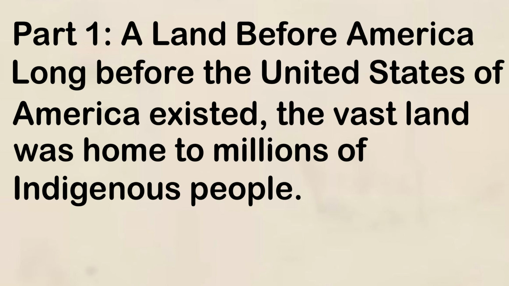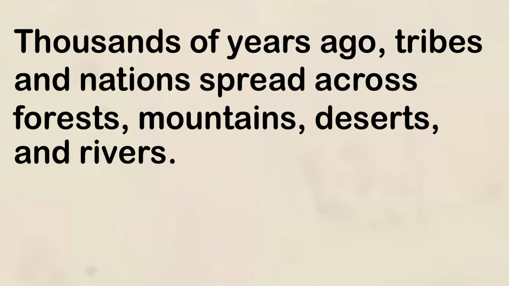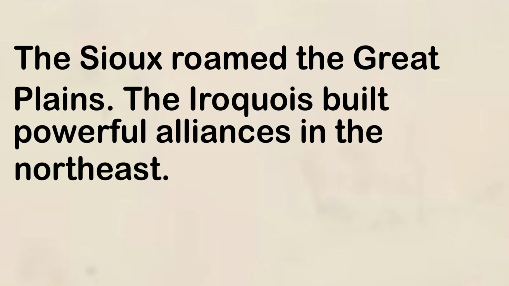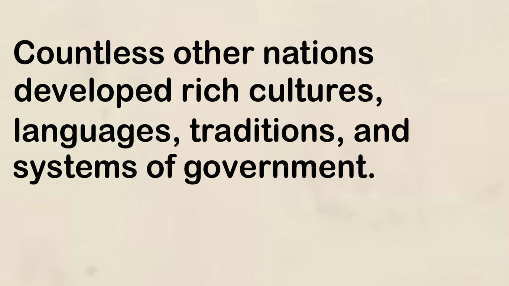Long before the United States of America existed, the vast land was home to millions of indigenous people. Thousands of years ago, tribes and nations spread across forests, mountains, deserts, and rivers. The Cherokee lived in the southeast. The Sioux roamed the Great Plains. The Iroquois built powerful alliances in the northeast. Countless other nations developed rich cultures, languages, traditions, and systems of government.